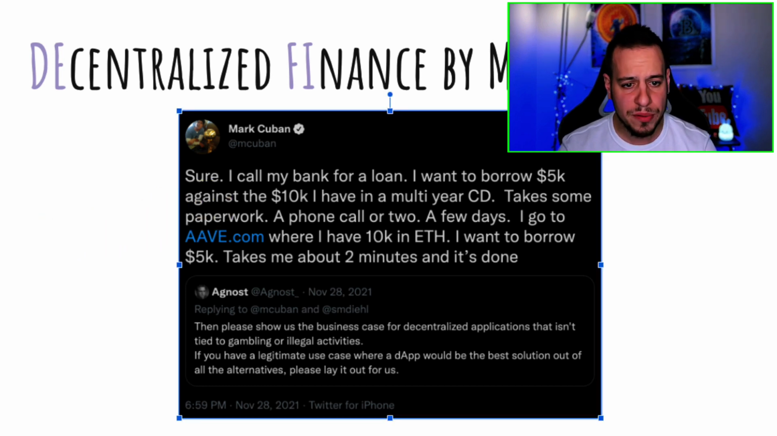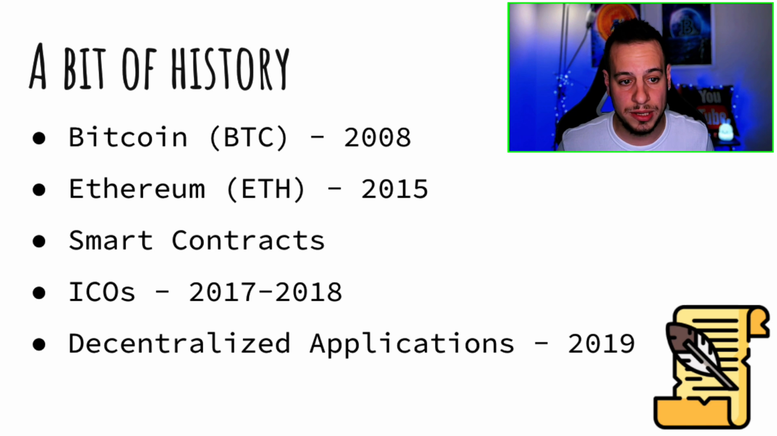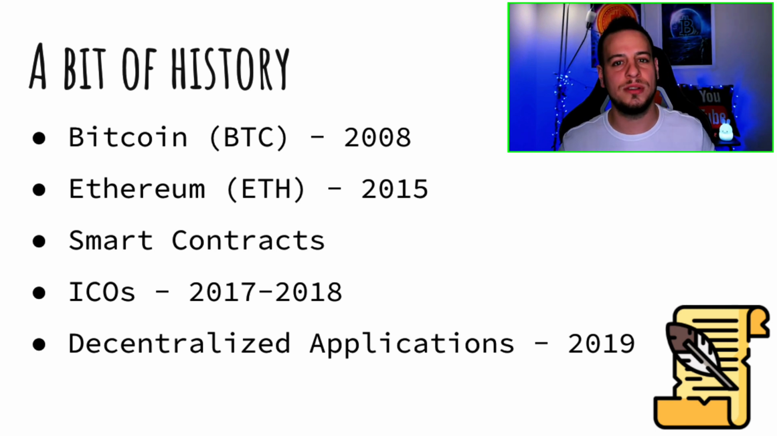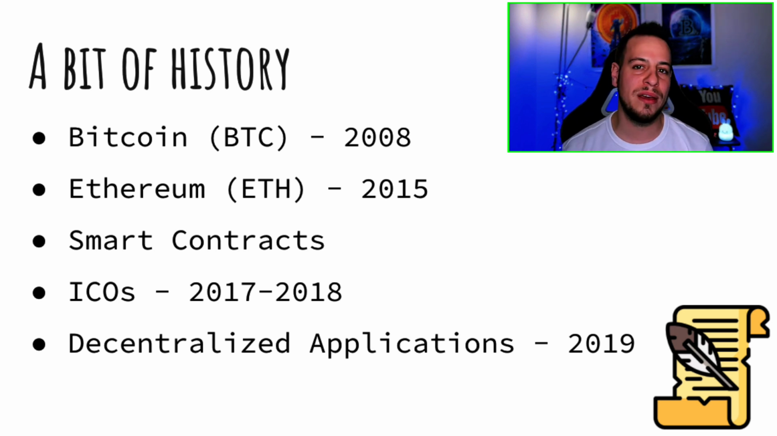So now, before we get started, let's talk about the history a little bit. So you are all familiar with Bitcoin and Ethereum. Bitcoin was started by Satoshi Nakamoto, the anonymous person who put it out to the world in 2008. Since then, it was crazy. And Ethereum, Ether, came into life in 2015.